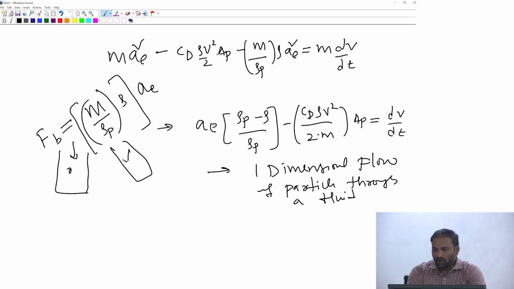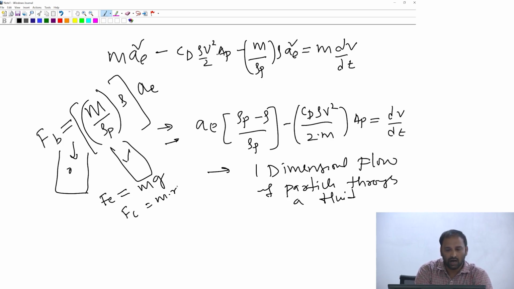Now, it turns out that if you look at this expression, I can simplify this further. If I consider the external force Fe to be gravity, I can write Fe as m times g. Or if you consider the external force to be some kind of centrifugal force, it's going to be m times r times omega square. Therefore, I can substitute for these and simplify this further.